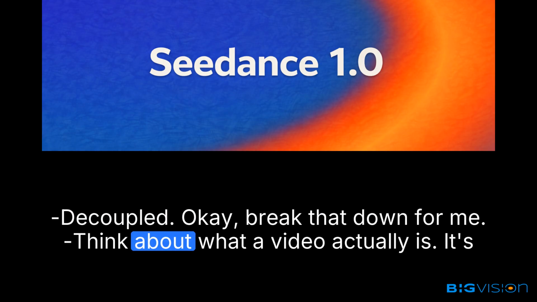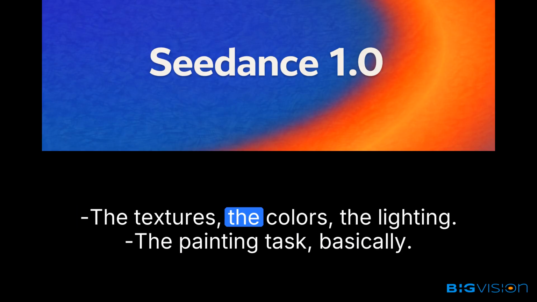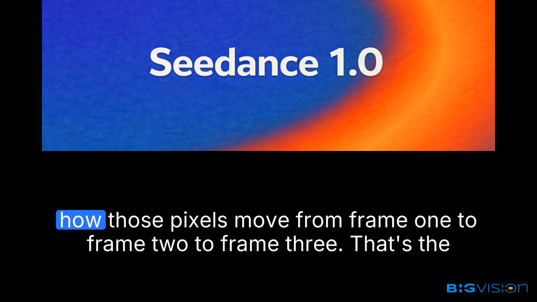Think about what a video actually is. It's 2 things happening at once. First, you've got the spatial information, what the frame looks like. The textures, the colors, the lighting. The painting task, basically. Got it. Then you have the temporal information, how those pixels move from frame 1 to frame 2 to frame 3.